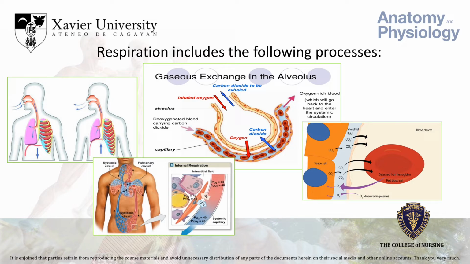Respiration includes the following processes. First, ventilation or breathing, which is the movement of air into and out of the lungs. Second, the exchange of oxygen and carbon dioxide between the air in the lungs and the blood. Third, the transport of oxygen and carbon dioxide in the blood. And lastly, the exchange of oxygen and carbon dioxide between the blood and the tissues.